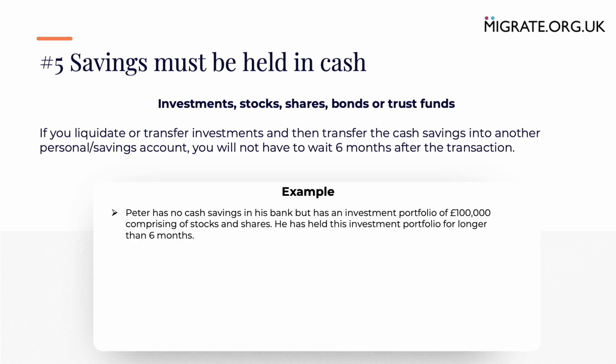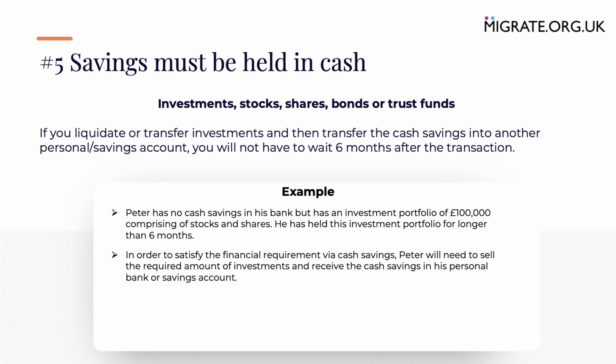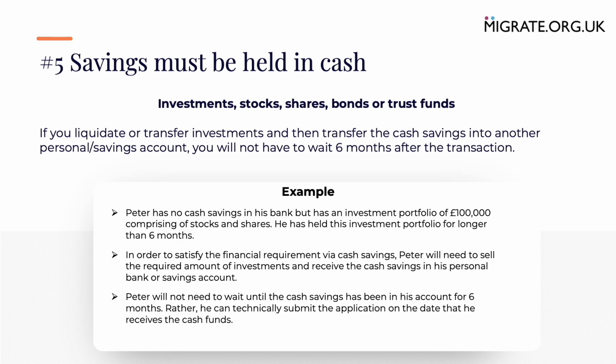For example, Peter has no cash savings in his bank, but has an investment portfolio of £100,000 comprising of stocks and shares. He has held this investment portfolio for longer than 6 months. In order to satisfy the financial requirement via cash savings, Peter will need to sell the required amount of investments and receive the cash savings in his personal bank or savings account prior to submitting the online application. Peter will not need to wait until the cash savings from selling the investments has been in his account for 6 months. Rather, he can technically submit the application on the date that he receives the cash funds.